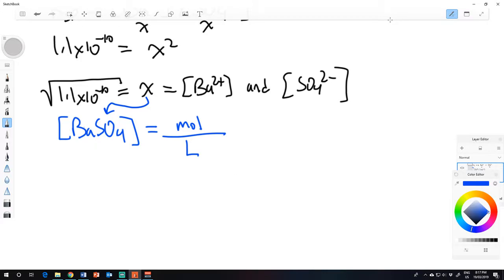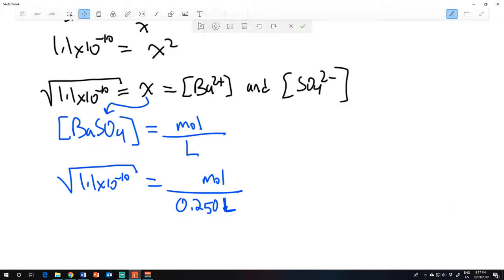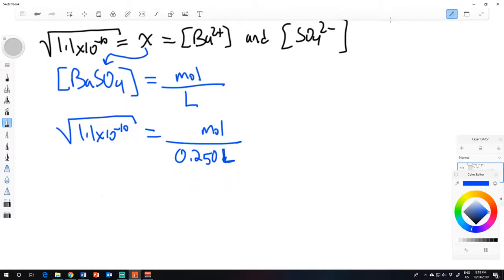So let's see, barium sulfate's concentration is the square root of 1.1 times 10 to the negative 10. I can calculate the amount of moles based on the 250 milliliters that I currently have. So the total number of moles will be 0.25 liters times the concentration, which is the square root of 1.1 times 10 to the negative 10. And that'll give me moles.